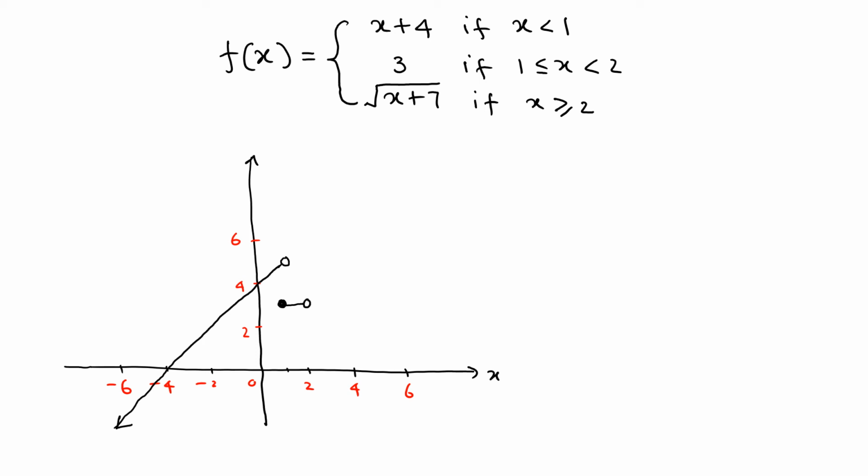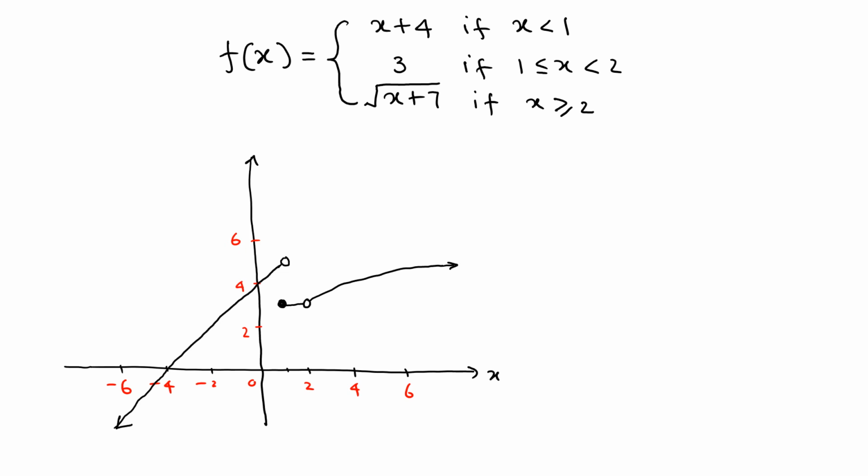And then we have that square root function, but it's only the last part after 2. So we're going to get a square root function starting at 7, and it's going to continue. It's going to go like that. It doesn't look like a square root, but it's going to go from here. We normally draw until the end of the axis.